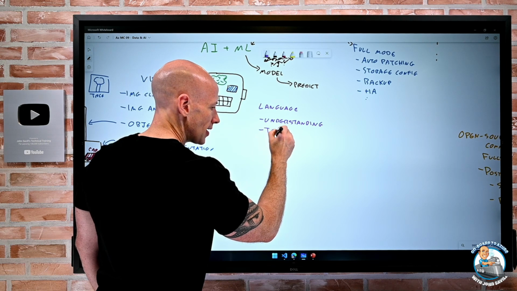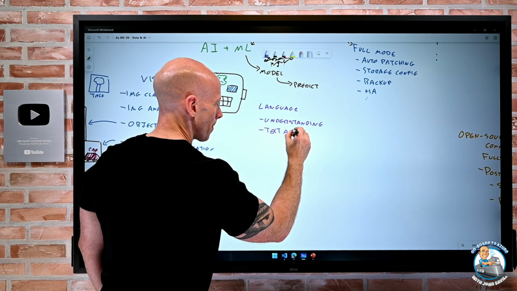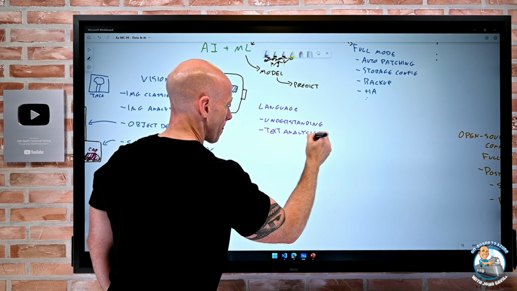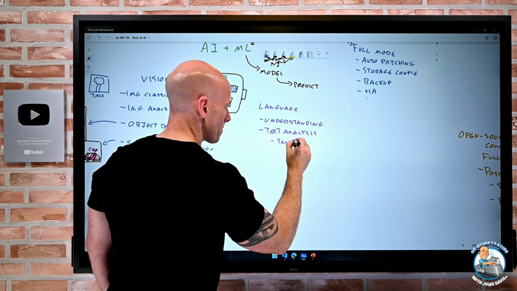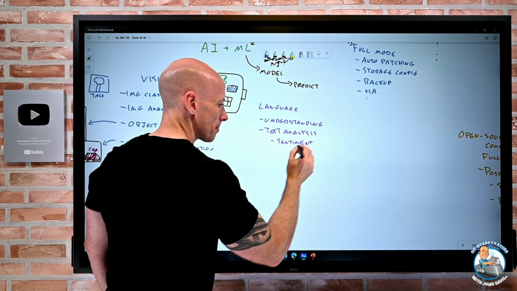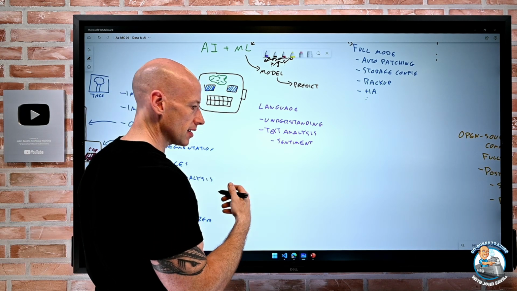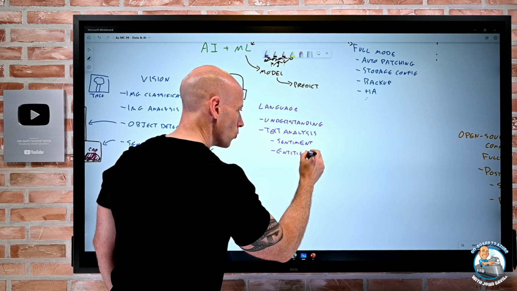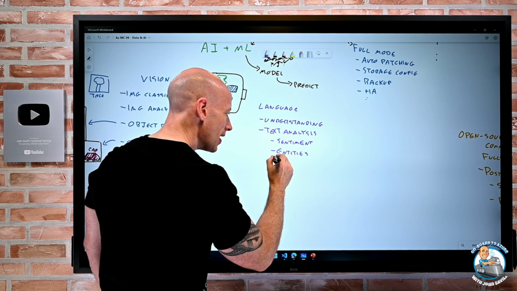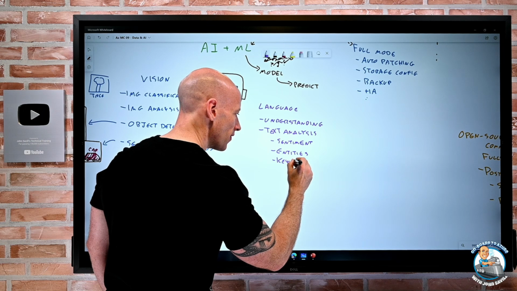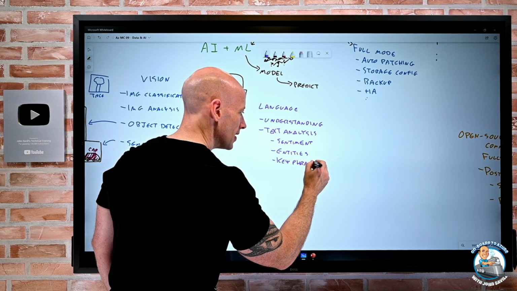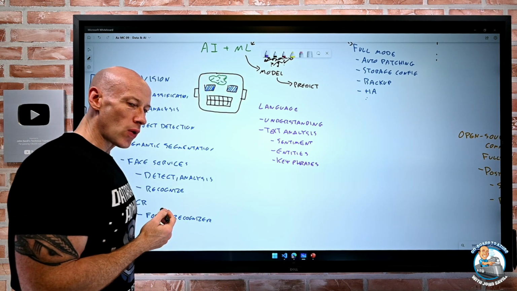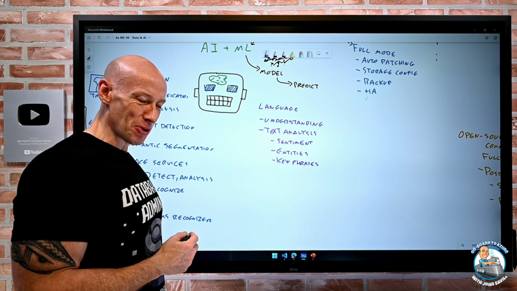So I can have things like text analysis. So again, sentiment, positive, negative. Identifying entities within some body of text. Identifying key phrases within some body of text. And this is important when I start thinking about what should I pay attention to.